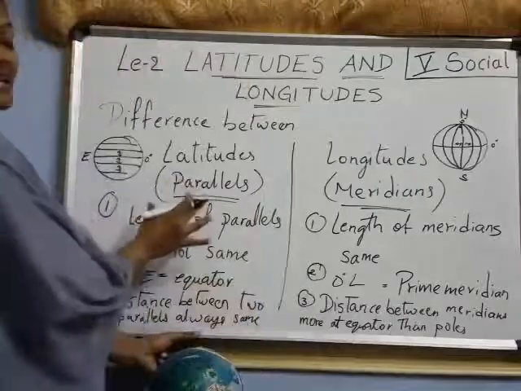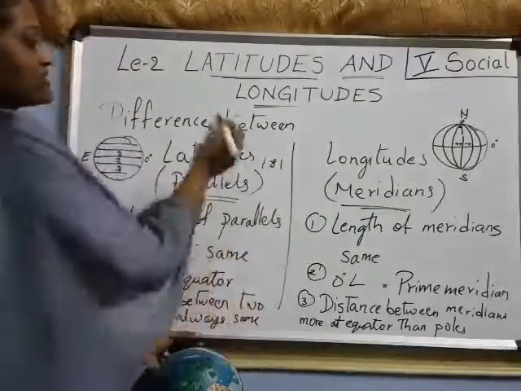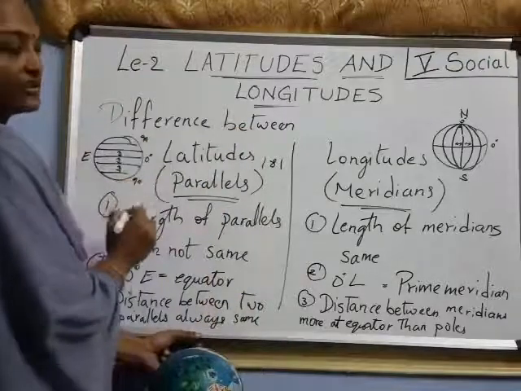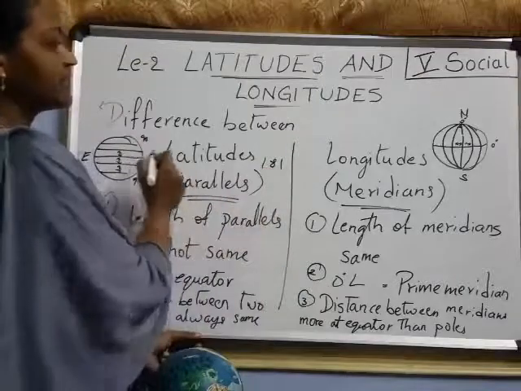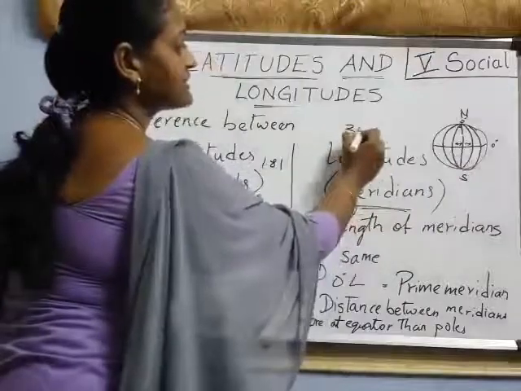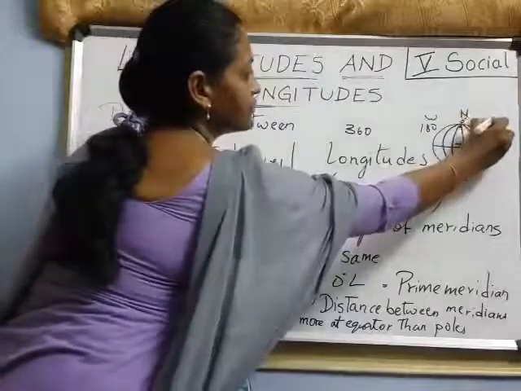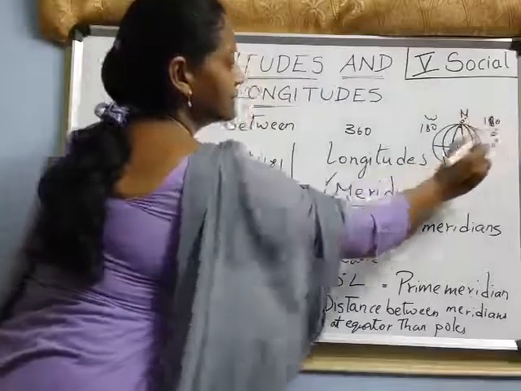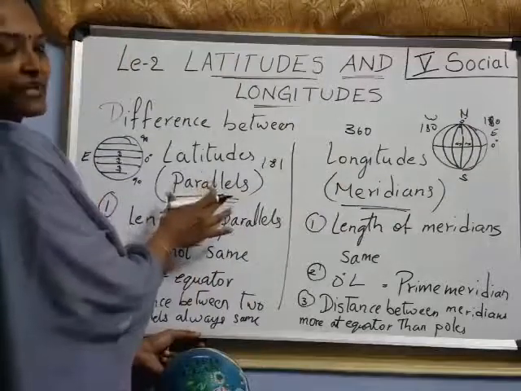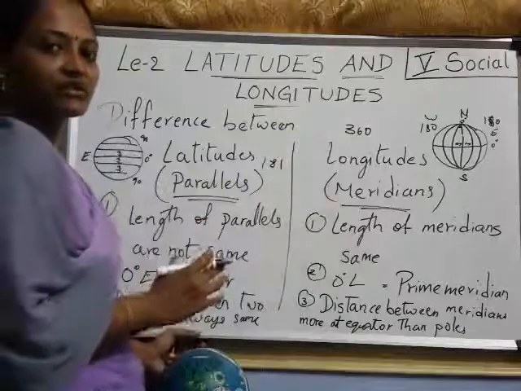Now, total how many latitudes did I say? 181, right? North side 90, south side 90, total 181 along with the equator. Here, how many longitude lines did I say? 360, meaning 180 towards west and 180 towards east. Right, children, total 360. Latitudes are 181, longitudes are 360 lines. These are the differences between longitudes and latitudes.